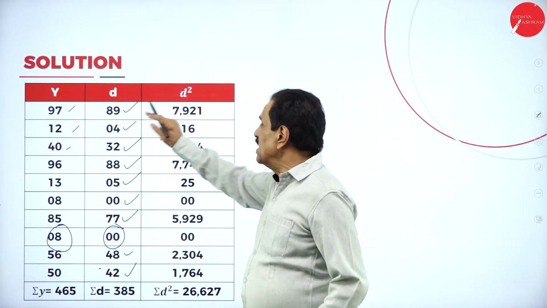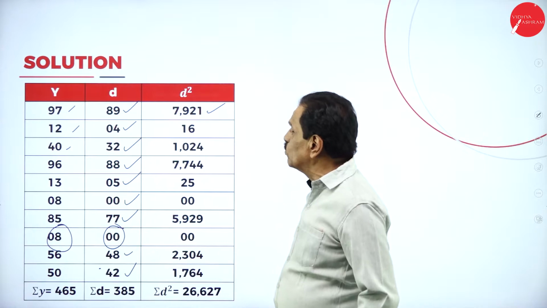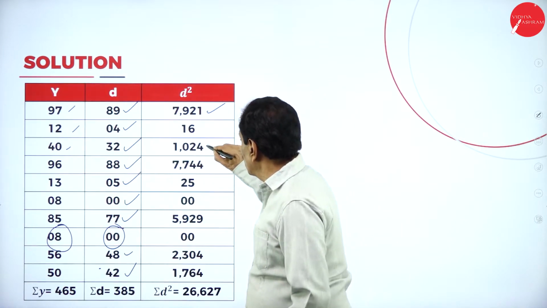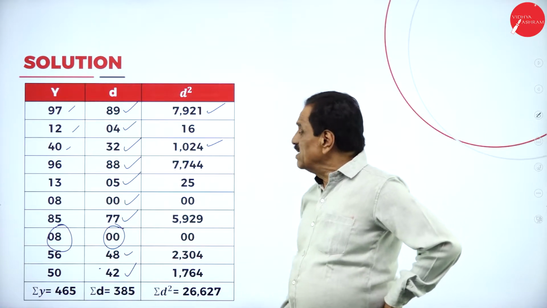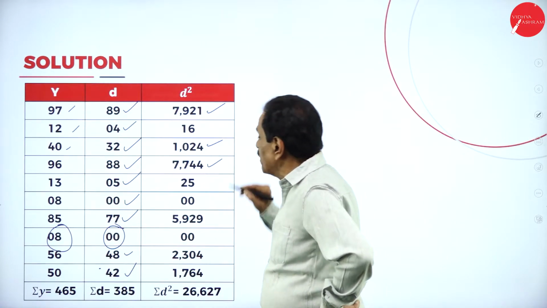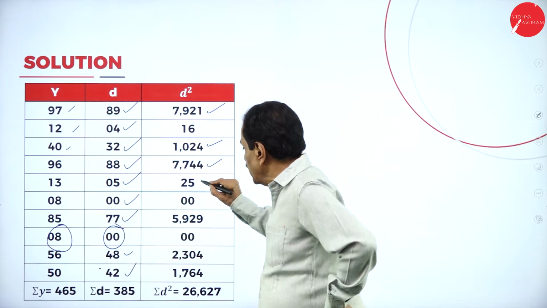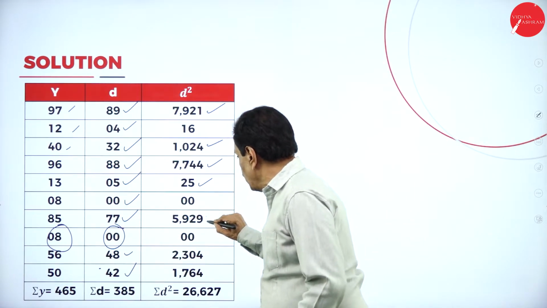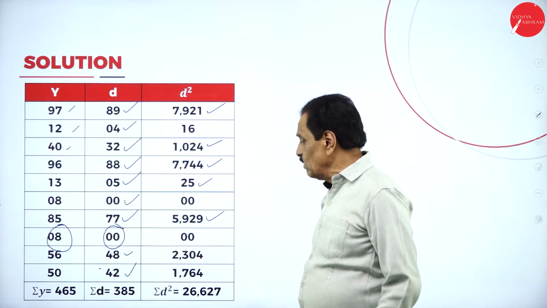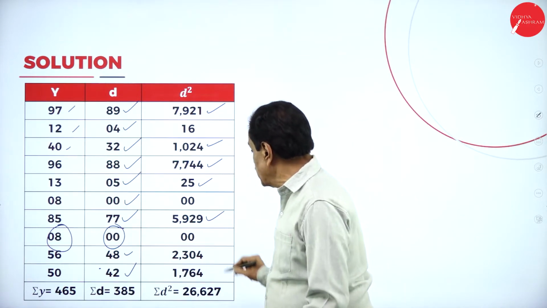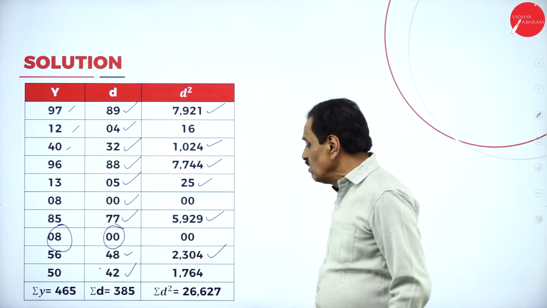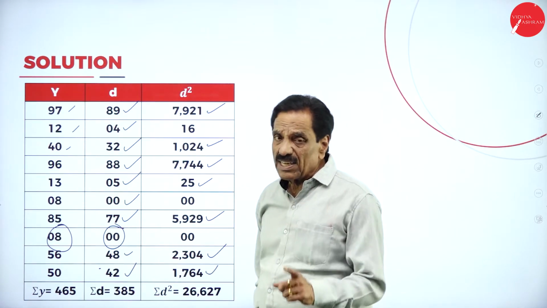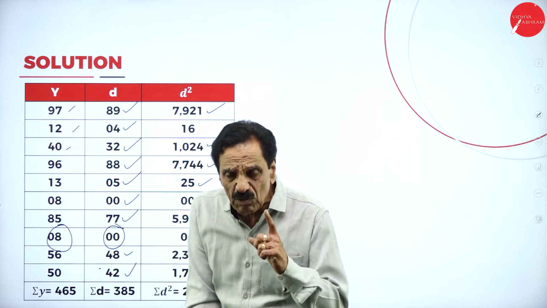Square of this: 89 square is 7921. 4 square is 16. 32 square is 1024. 88 square is 7744. 5 square is 25. 0. 77 square is 5929. 0. 48 square is 2304. 42 square is 1764. What do we have to calculate? One standard deviation, one mean.